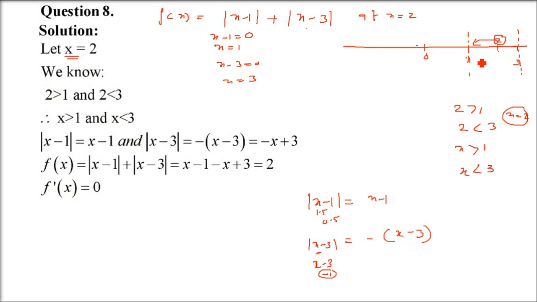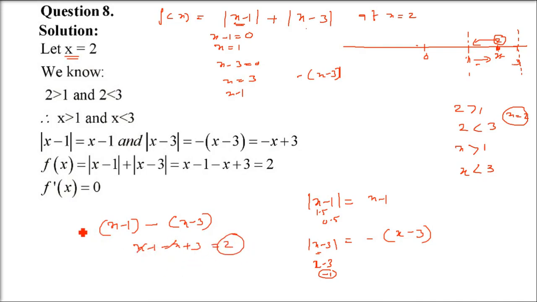So in this range, if x is between 1 and 3, x minus 1 will give you positive x minus 1, and x minus 3 will give you negative x minus 3 when you take the modulus of these two functions. So in place of mod x minus 1 you can easily write x minus 1, but in place of mod x minus 3, you are going to write minus (x minus 3). So x minus 1 minus x plus 3, cancel the x, and 3 minus 1 is 2.